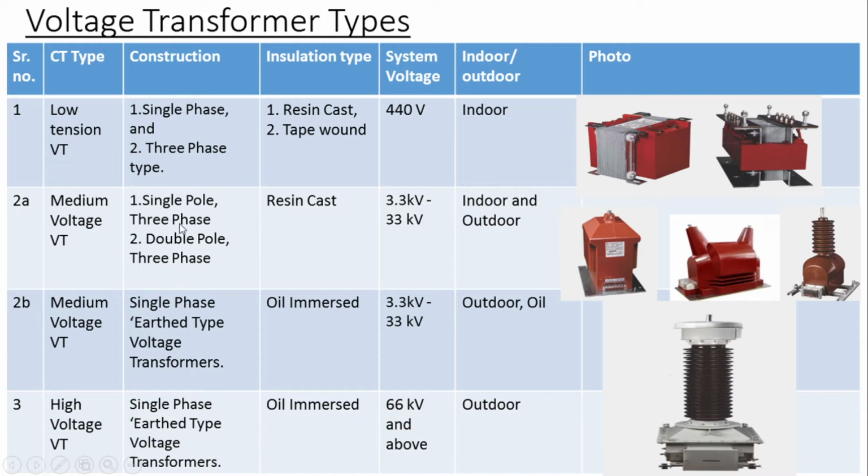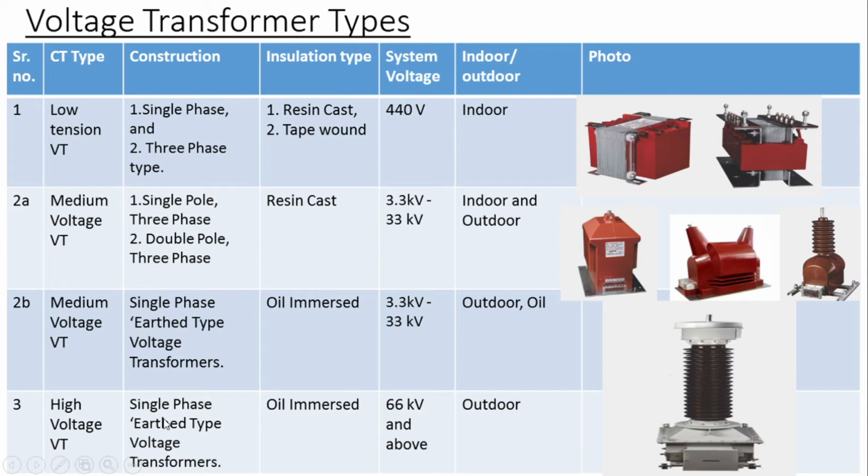Next is medium voltage VT. According to construction, it is also of two types, single phase and three phase, with resin as insulation material. The insulation level of medium voltage VT is designed to work on system voltages of 3.3 kV till 33 kV. This type of VT is designed for indoor and outdoor application. So you must have found this type of VT installed in closed panels or connected to an open distribution system. The outdoor application VT has a bushing with large creepage distance.